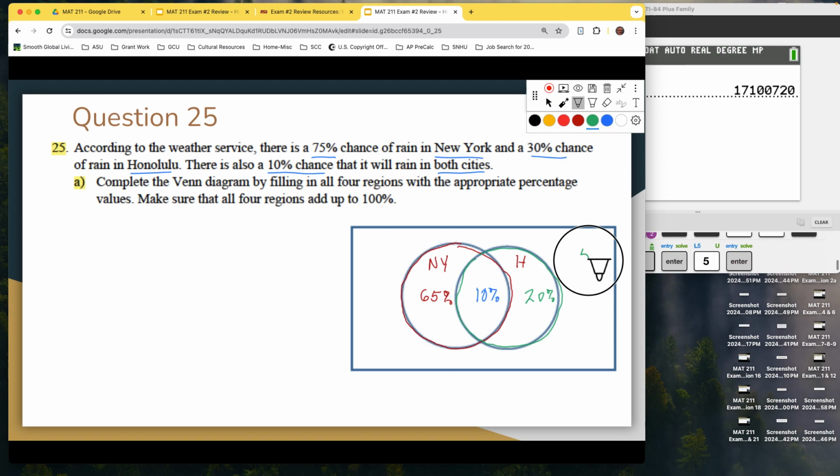So that means there's a 5% chance that it doesn't rain in either of the cities, because this is our sample space, right? We have to make sure we have 100% total. We can go through that. So I'm just adding all these. I got the 95 plus 5 more gives me 100%. Right? All the regions have to add up to 100%.